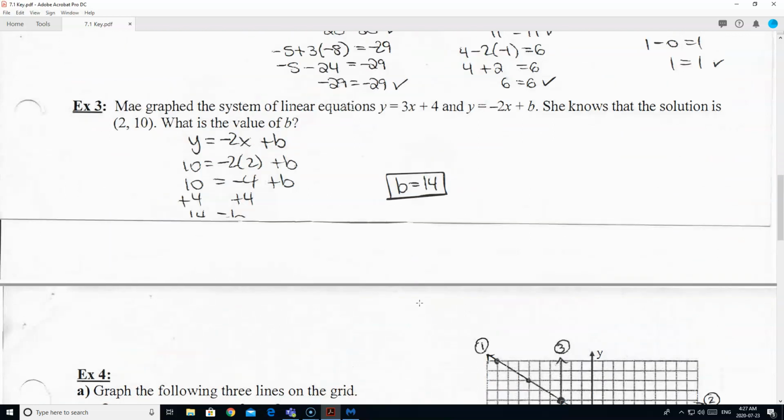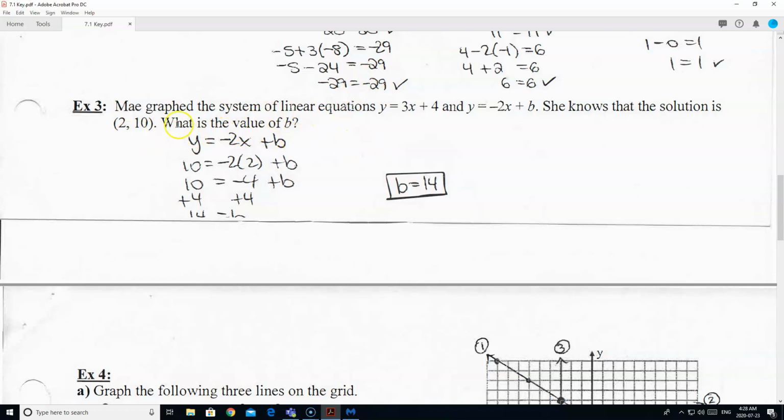All right, so we got example 3 here. May graphs the system of linear equations y equals 3x plus 4 and y equals negative 2x plus b. She knows that the solution is (2, 10). What is the value of b?